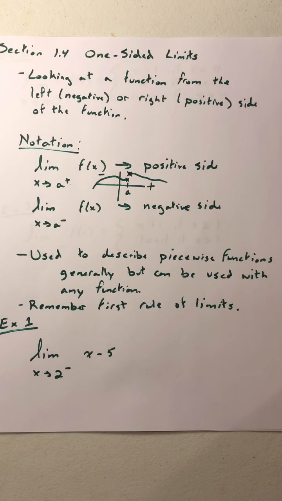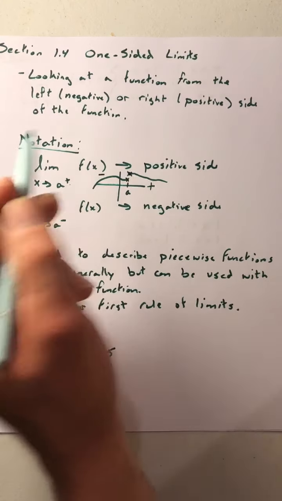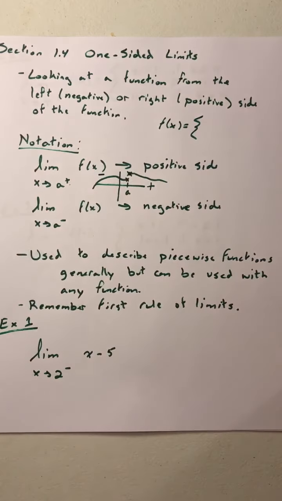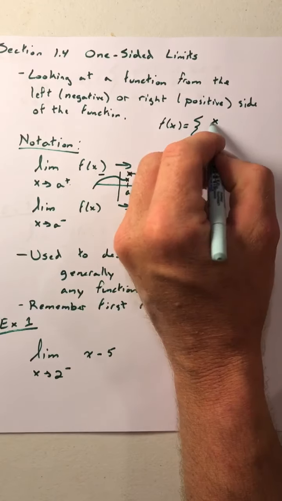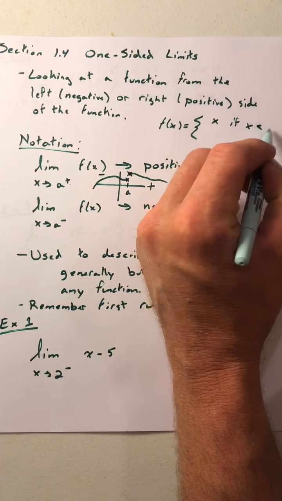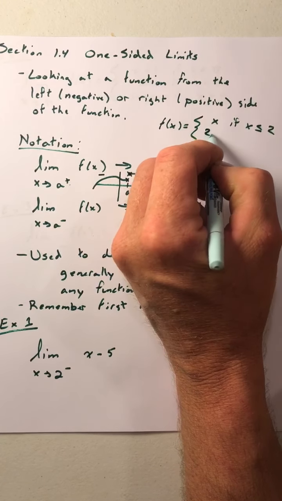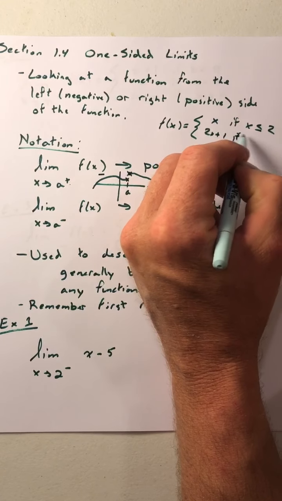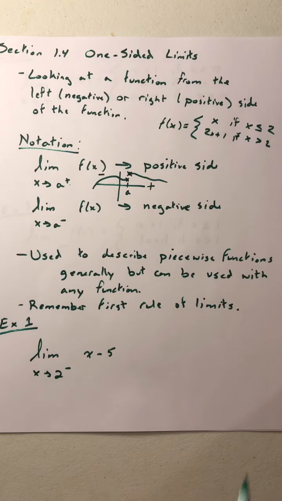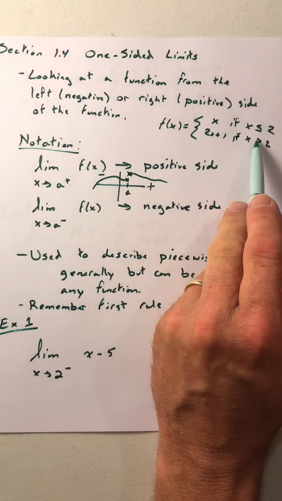So we normally use one-sided limits when we describe a piecewise function. Remember, a piecewise function, we'll write it up here. It could be f of x equals, and then we have this brace where we split up our function, maybe x if x is less than or equal to 2, and maybe 2x plus 1 if x is greater than 2. So notice this lends us very, very nicely to the left side and the right side.